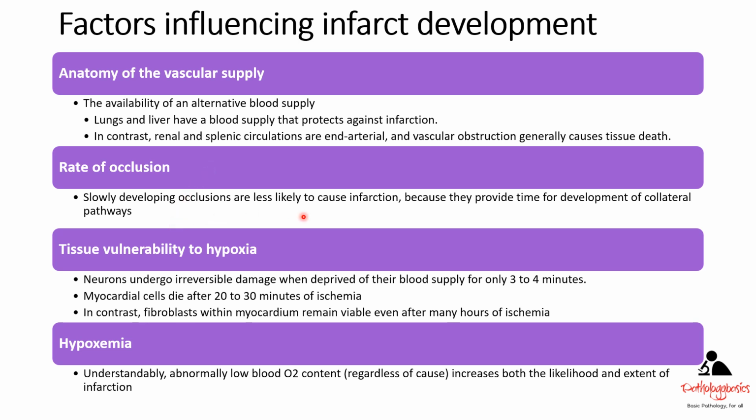Slowly developing occlusions are less likely to cause infarction. Why? Because there is time for development of collaterals. Which are the tissues vulnerable to hypoxia? Neurons are the most vulnerable to hypoxia. Within 3 to 4 minutes of hypoxia, they undergo irreversible damage. Myocardial cells again are very much vulnerable, but they have at least 20 to 30 minutes before they die. In contrast, fibroblasts in the myocardium, right, they can remain viable after many hours of ischemia.